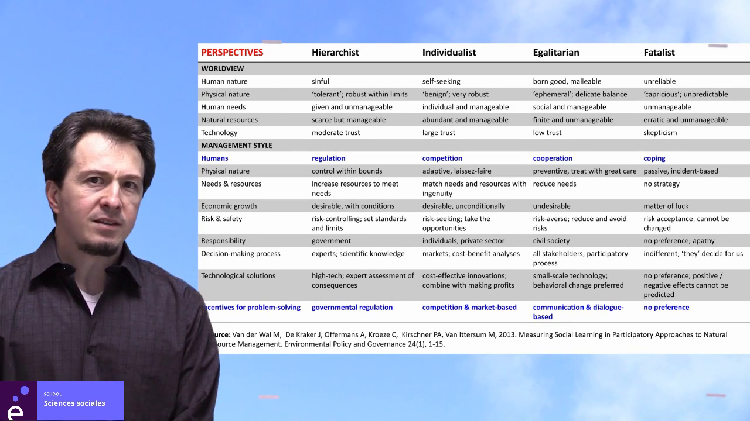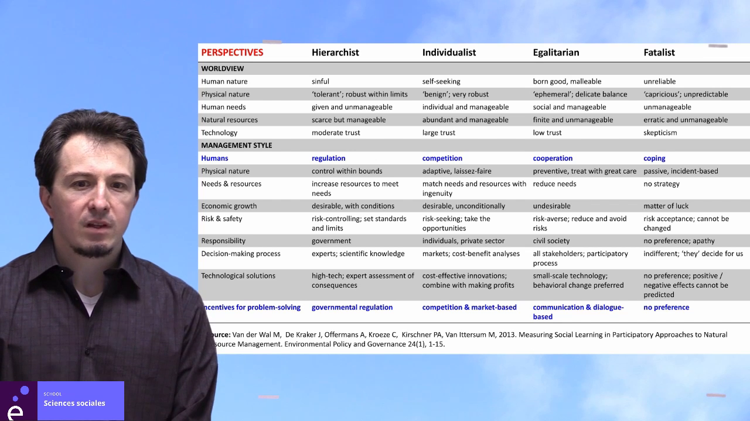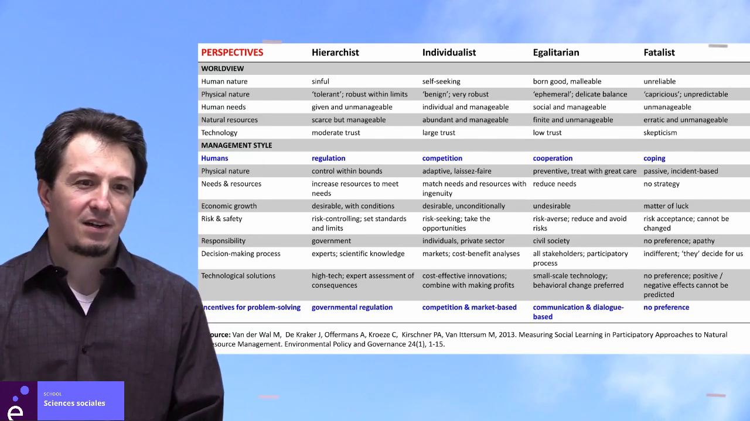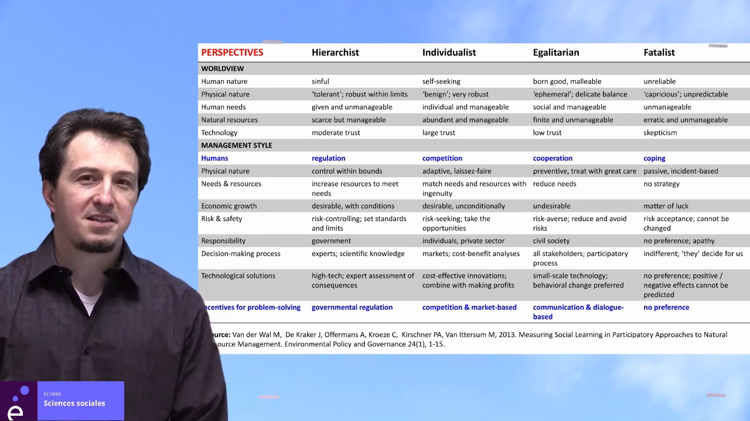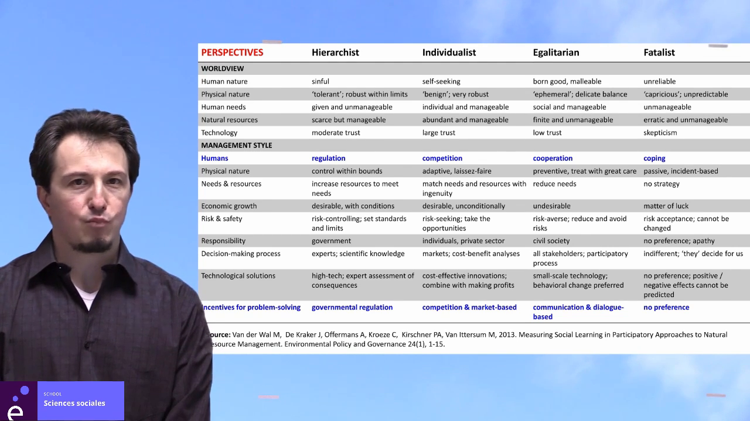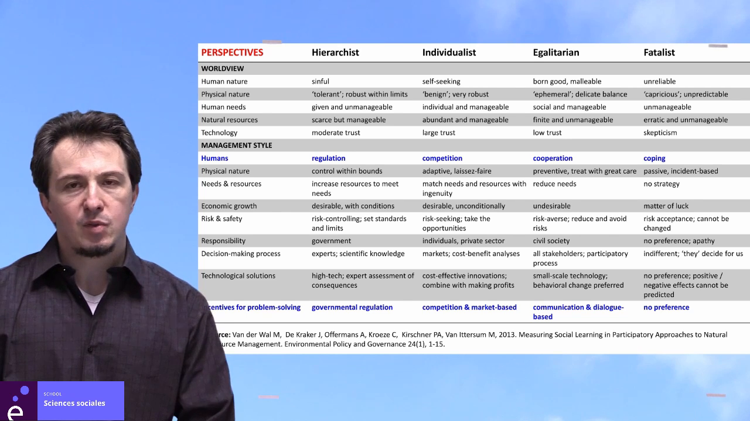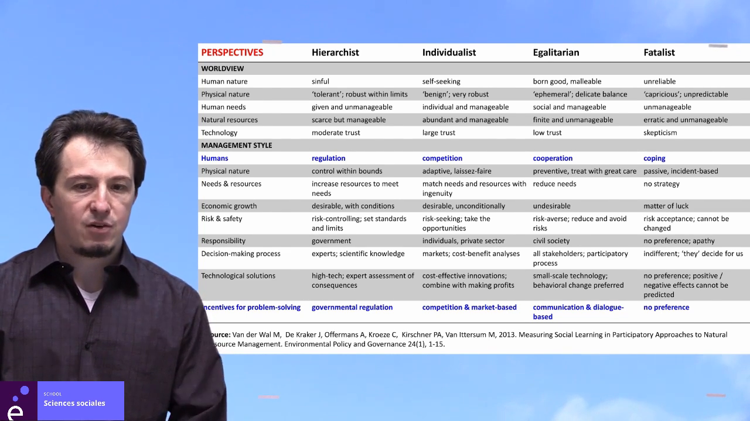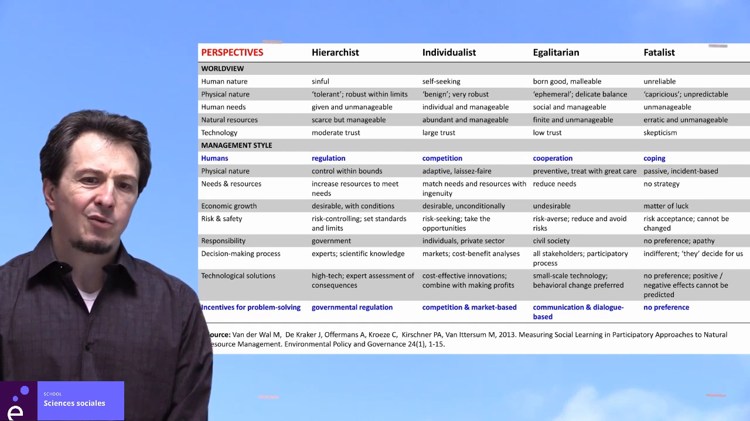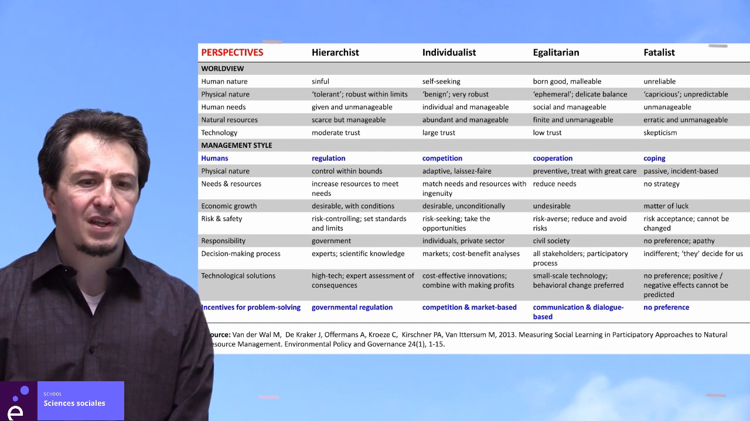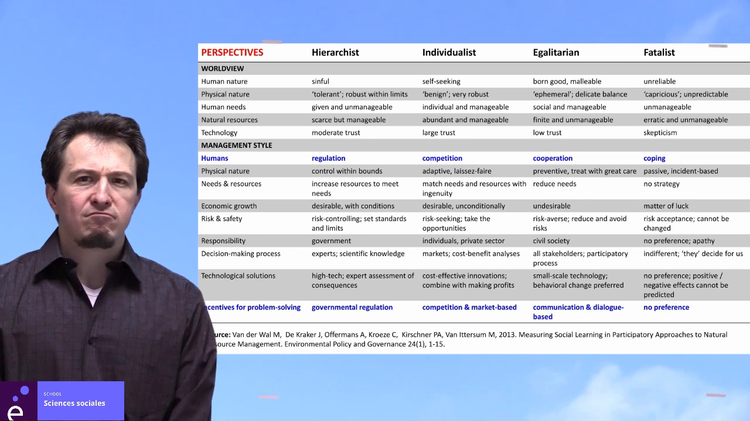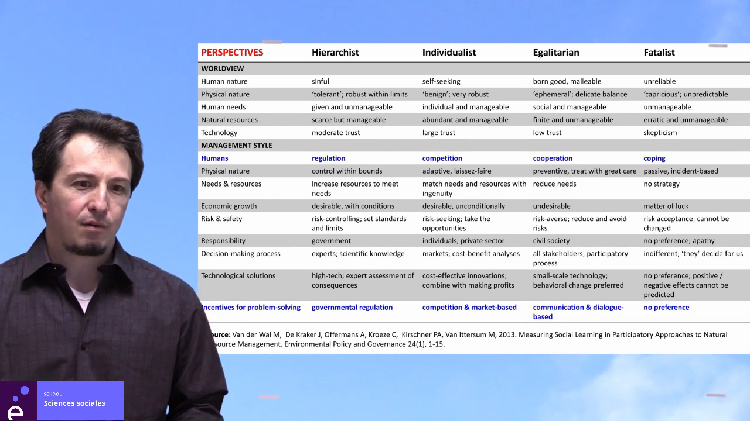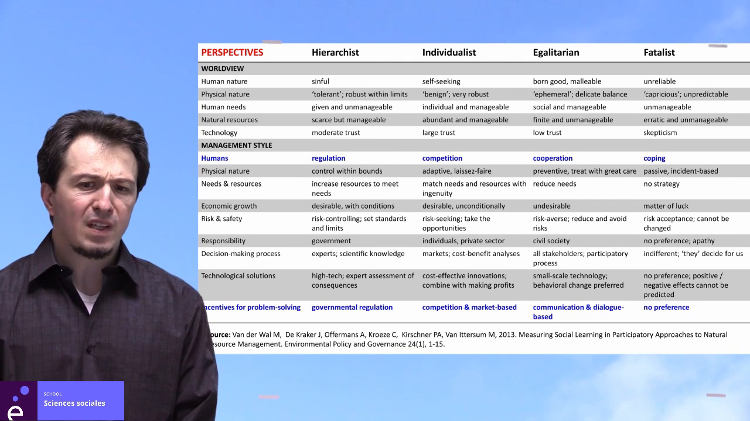An egalitarian perspective is a bit contrary to the hierarchist perspective. They believe people are born good and malleable, so they should cooperate. And it's very preventive and all that. Now, these are the main three ones, and each of us is in a triangle in between these three. You will see in the next slide.